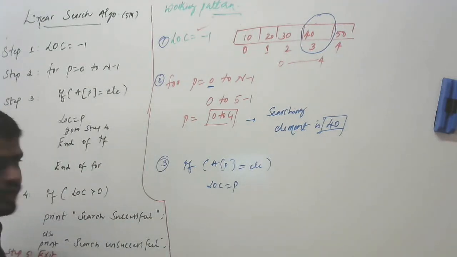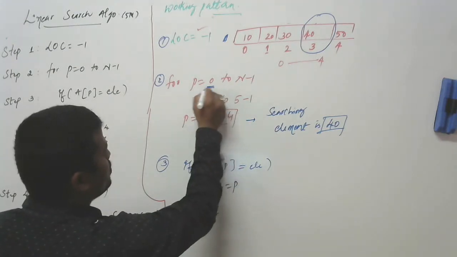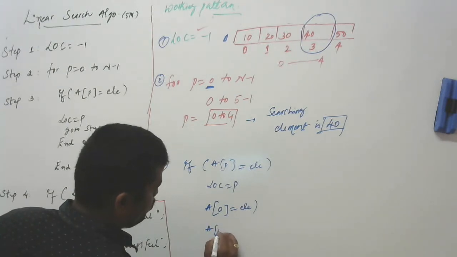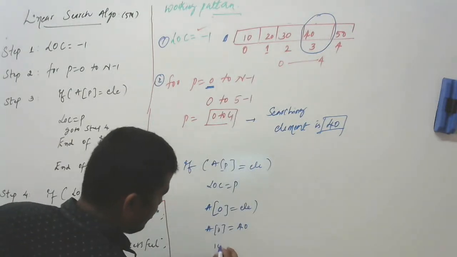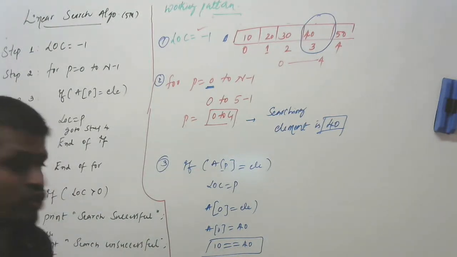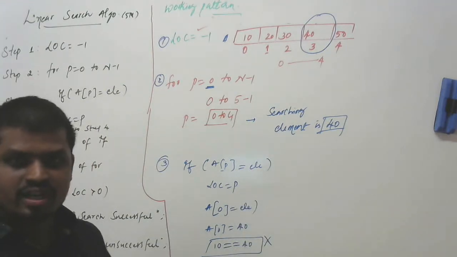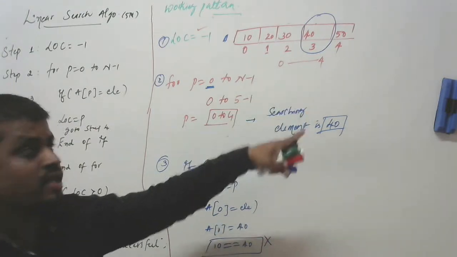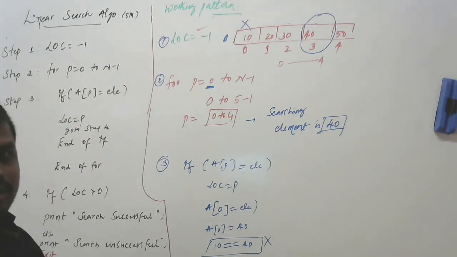Take this, array name is A. First position is how much? 0. A of P equals element: A of 0. Searching element is 40. A of 0, what's the value? 10. Is 10 equal to 40? Are you searching this 10? No. Condition doesn't match. You are searching 40, but that 40 is available in another position. Here, the searching element is not available.